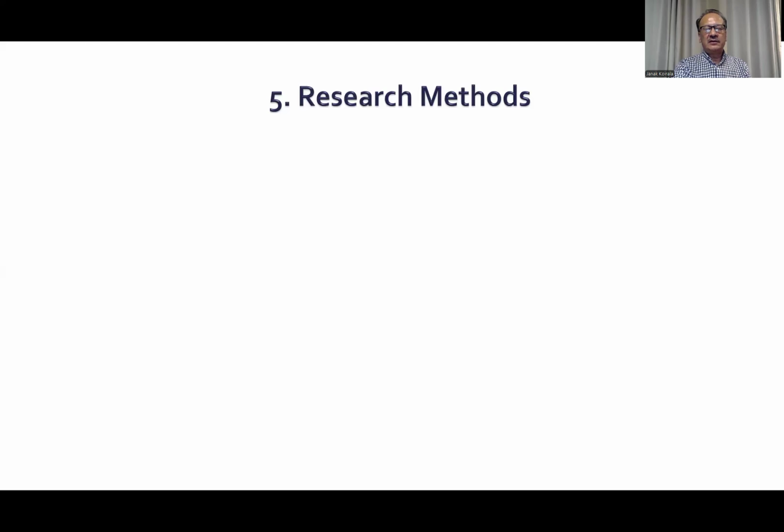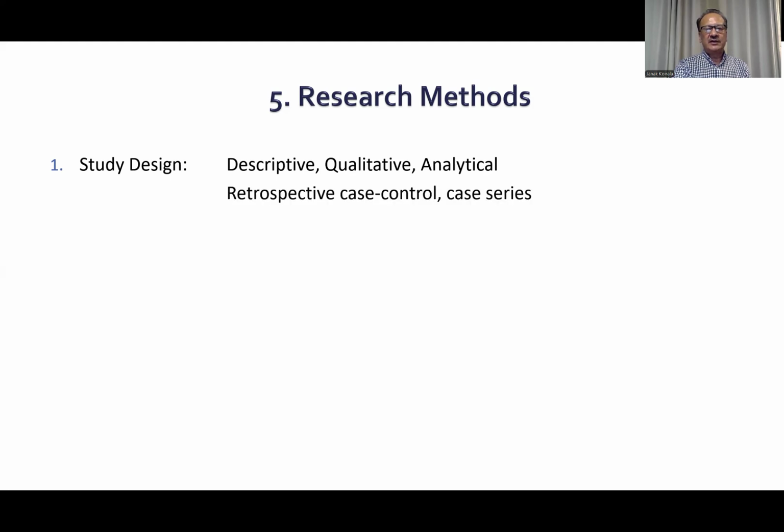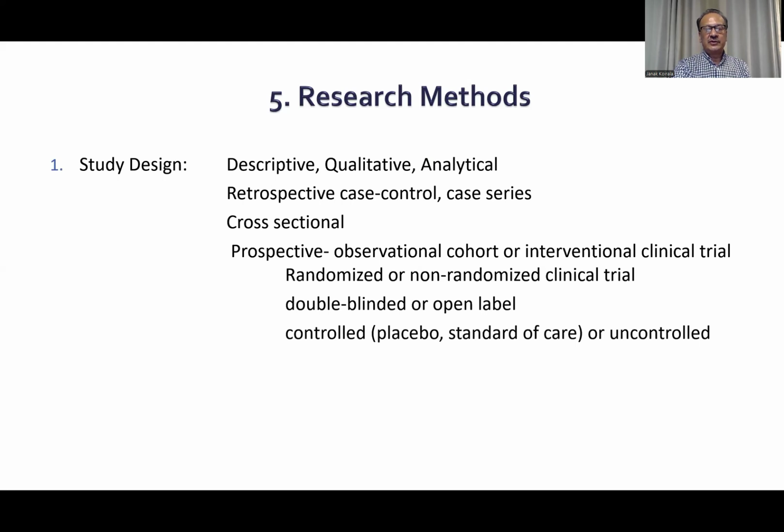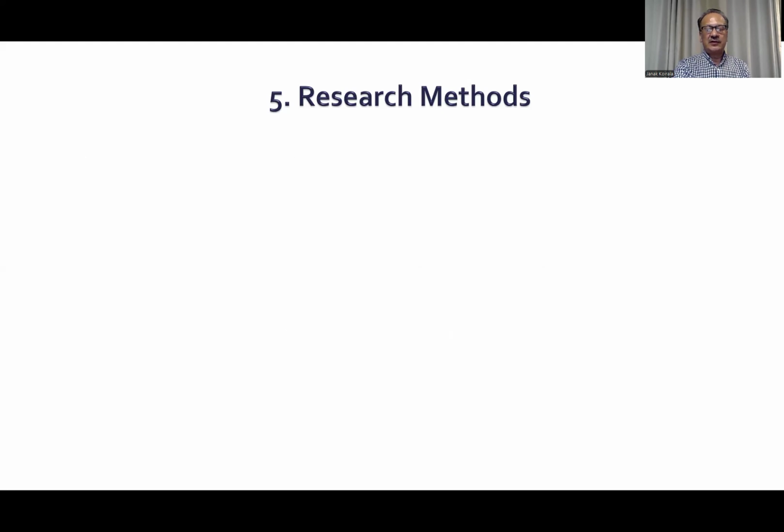Next, the main component of the research is the research methods, and usually this is the largest component. It includes study design, whether it's descriptive, qualitative, analytical, retrospective case control, case series, or cross-sectional, or prospective studies, observational cohort study, or interventional clinical trial. It will also be retrospective cohort, randomized or not randomized clinical trial, double-blinded or open label if it's a clinical trial, controlled, placebo-controlled, or controlled with standard of care group, or it is just uncontrolled clinical trial without a control group.